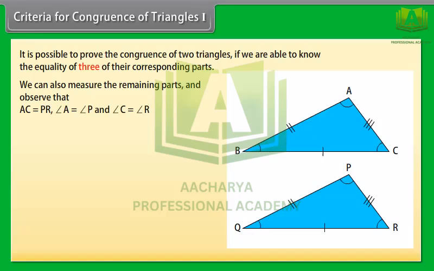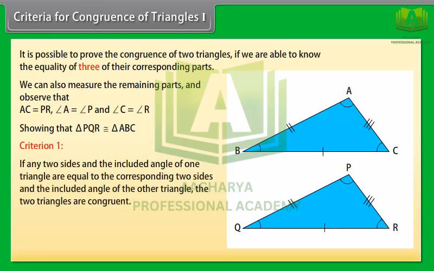Alternatively, we can also measure the remaining parts and observe that AC is equal to PR, angle A is equal to angle P, and angle C is equal to angle R, showing that triangle PQR is congruent to triangle ABC. This means that equality of these three corresponding parts result in congruent triangles. Thus we have Criterion 1. If any two sides and the included angle of one triangle are equal to the corresponding two sides and the included angle of the other triangle, the two triangles are congruent. This criterion is referred to as SAS, side angle side rule.